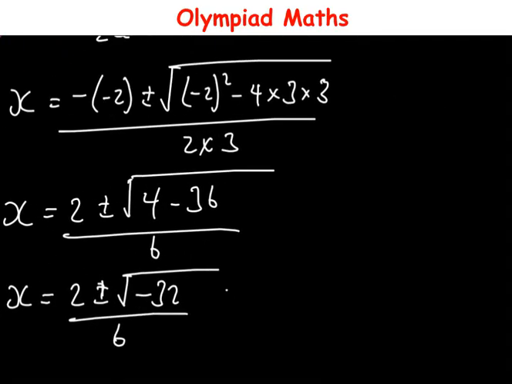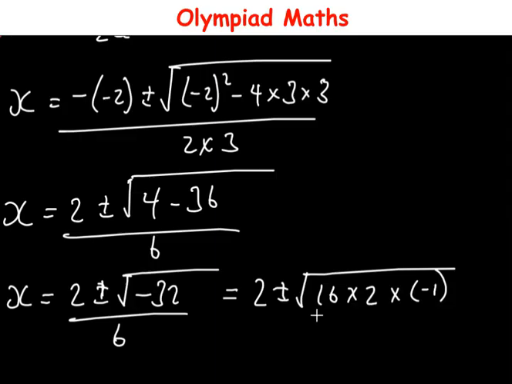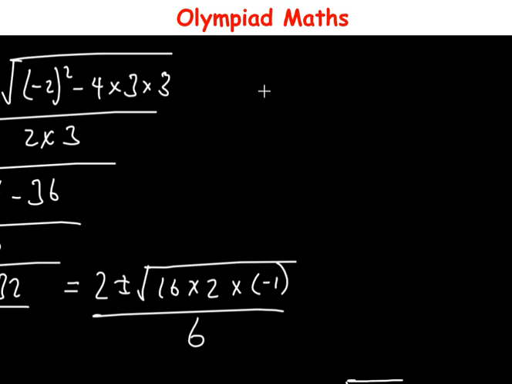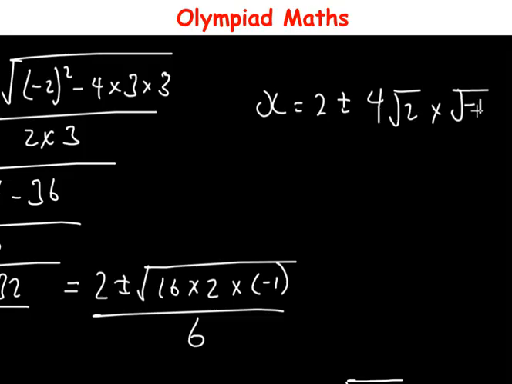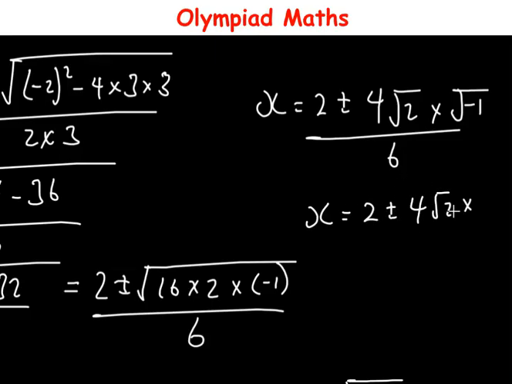And from here, this is equal to 2 plus or minus, we can write root minus 32 as root 16 times 2 times minus 1, then over 6. So from here, the solution of x is equal to 2 plus or minus root 16, which is 4, times root 2 times root minus 1 all over 6. So x is equal to 2 plus or minus 4 times root 2 times root minus 1, which is i, all over 6.